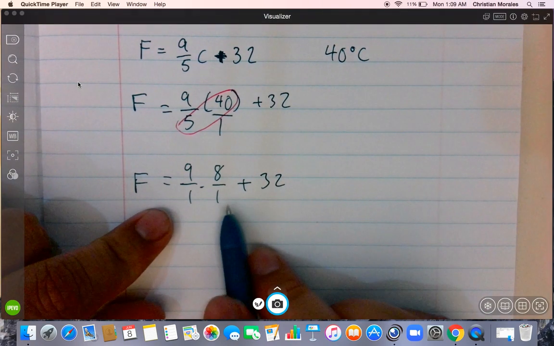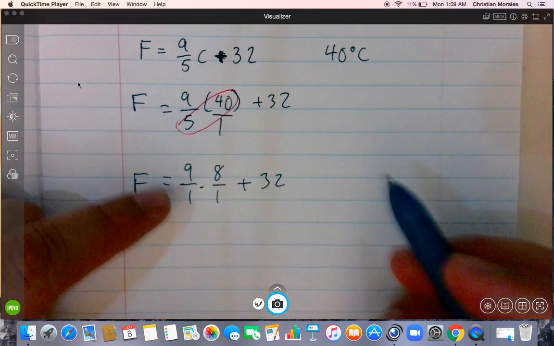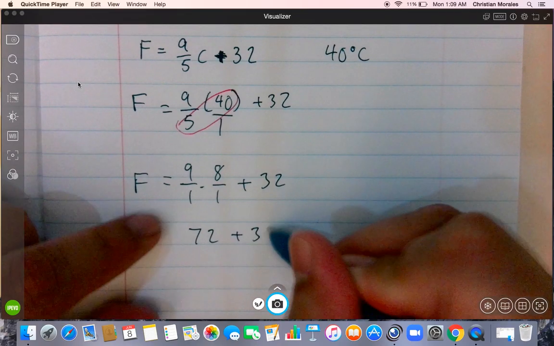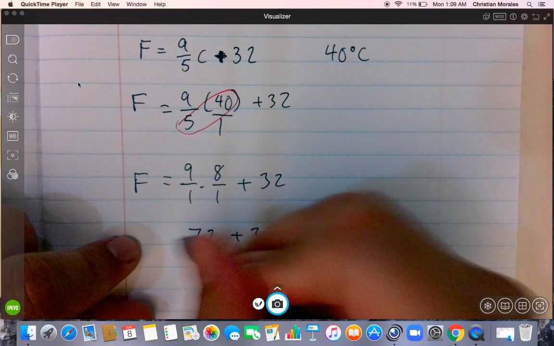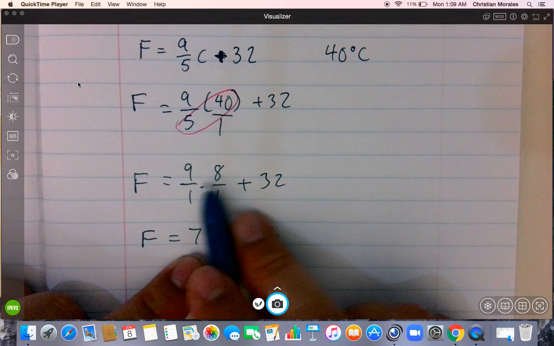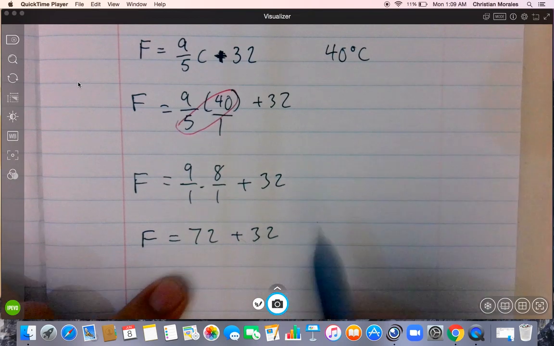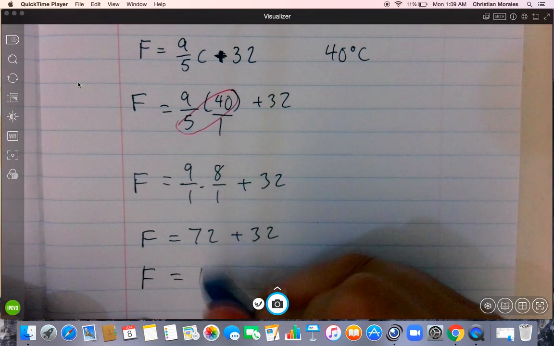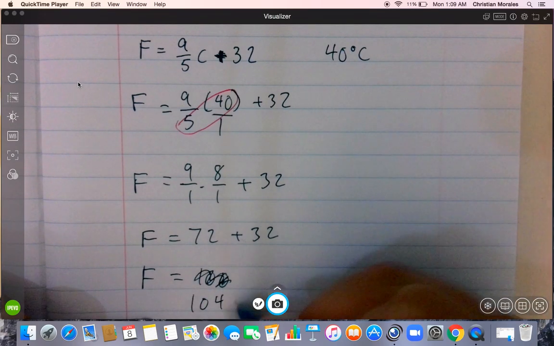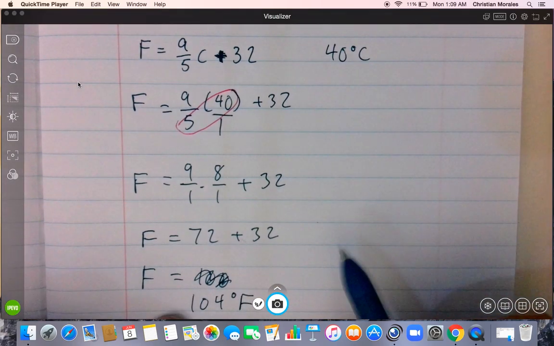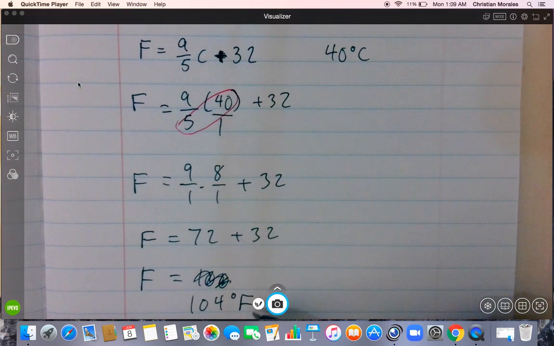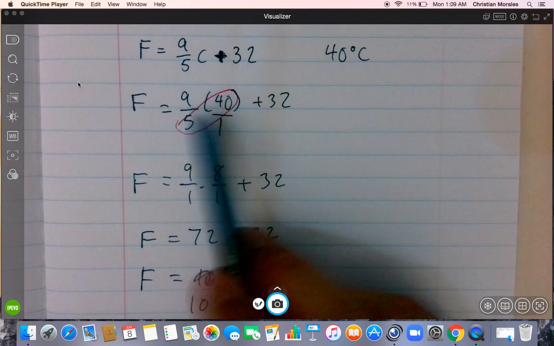So you have 1 times 1 is 1, 9 times 8, that is 72, plus 32. Now you can put it over 1, but I'm not going to, because if it's over 1, it really doesn't matter. So then, after I've simplified that whole thing, I just add 32. F equals 104 degrees Fahrenheit. So if you ever see something as 40 degrees Celsius, that means it's 104 degrees Fahrenheit. And that's how the formula works.